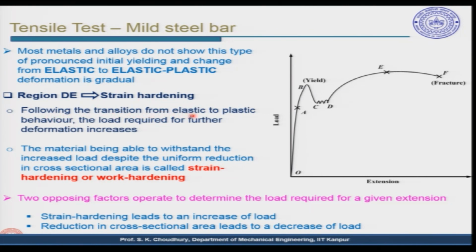Following the transition from elastic to plastic behavior, the load required for further deformation increases. All right. Now, the material being able to withstand the increased load despite the uniform reduction in cross sectional area is called strain hardening. This is the definition of strain hardening, that is, the ability of the material to withstand the increased load despite the uniform reduction in the cross sectional area. We will discuss the remaining things in the next session. Thank you very much.